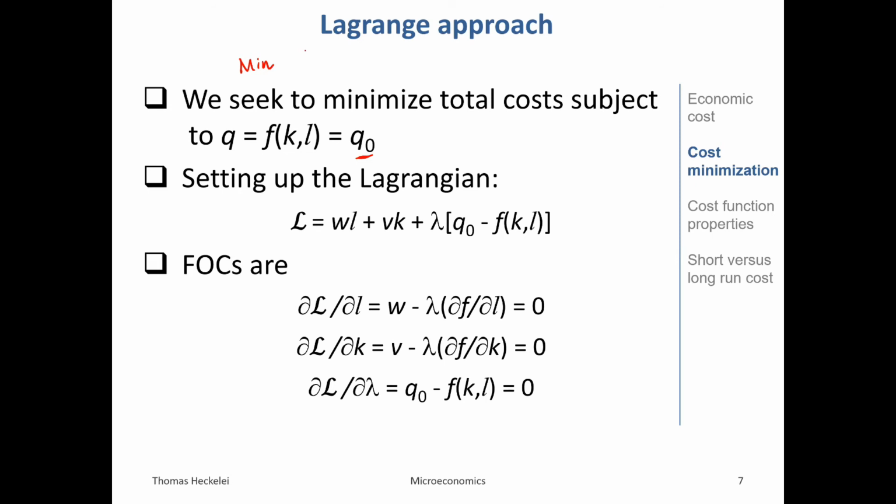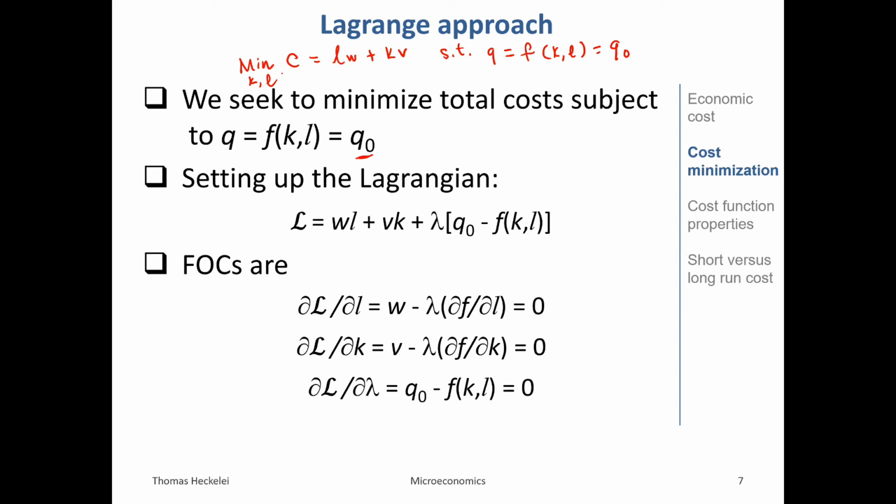Minimize C equal L times W plus K times V, subject to the constraint Q equal F(K, L) equal Q0, right? And we search for K and L level. So that's our constraint minimization problem over here.